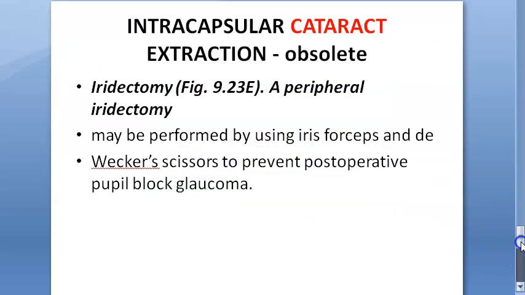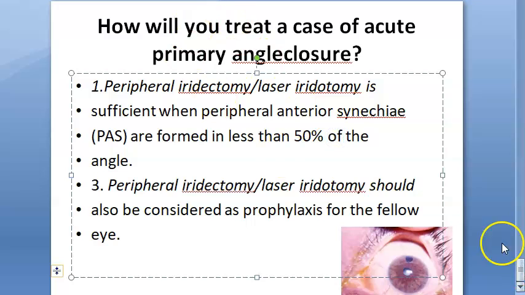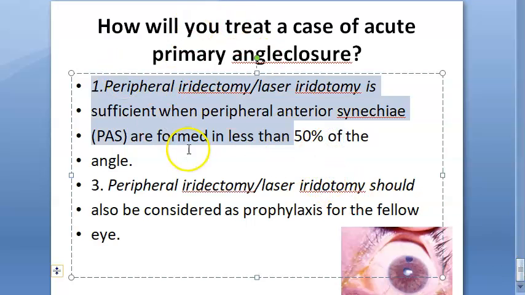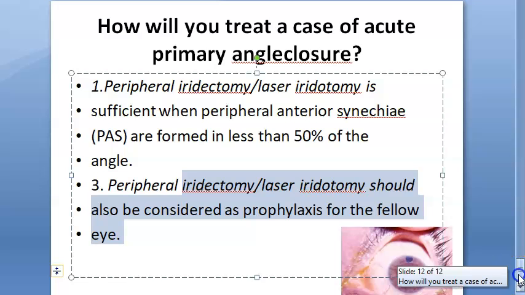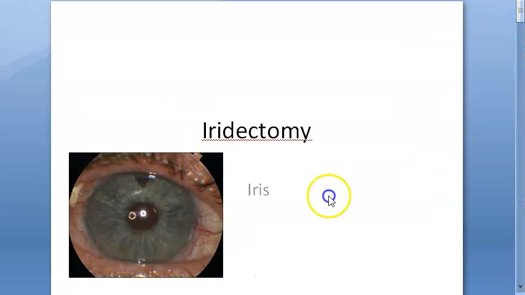Then we saw this iris forceps. We saw the Vannas scissors. Then as a part of cataract extraction, intracapsular, that's obsolete now. That's it. So you will do a peripheral iridectomy in the eye which has glaucoma and the other eye prophylactically to treat acute primary angle closure.